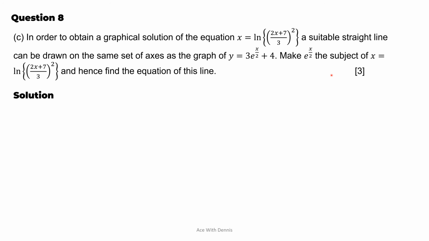As mentioned in the question here, make this the subject from this equation. So given this equation, x equals ln of ((2x plus 7) over 3) squared. We apply the anti-log, which gives e to the power x equals ((2x plus 7) over 3) squared.